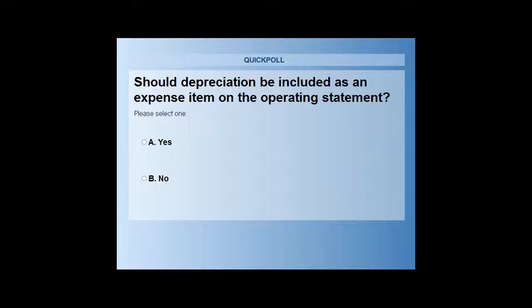Almost there. We have about 80% voting. Think about it real quick based on what Ross said. Yes or no? There we go, 100%.